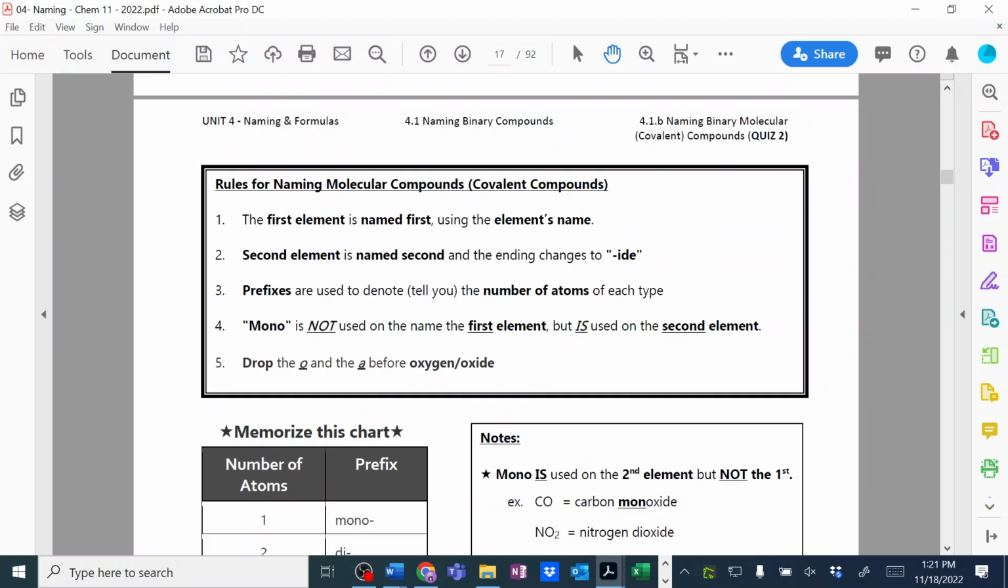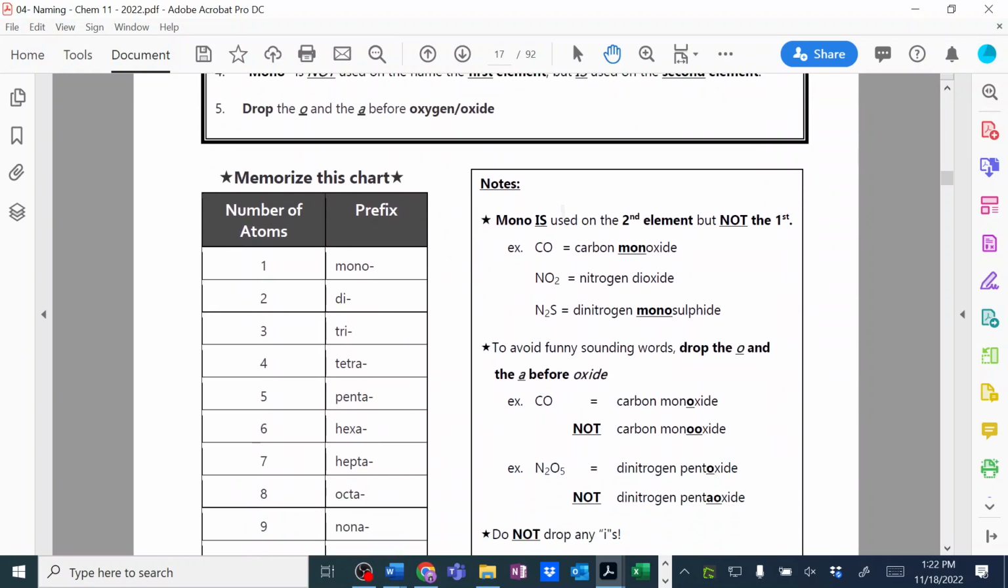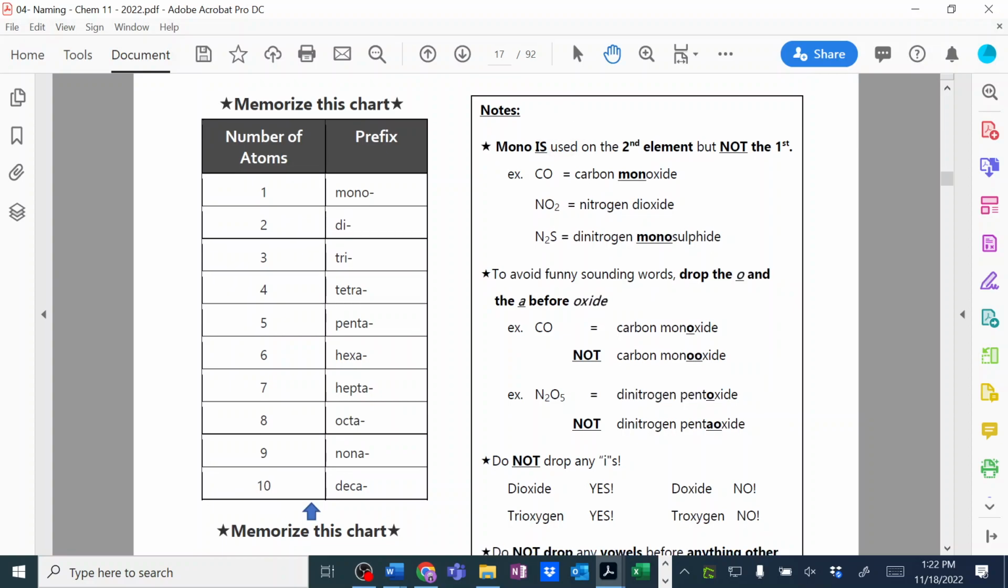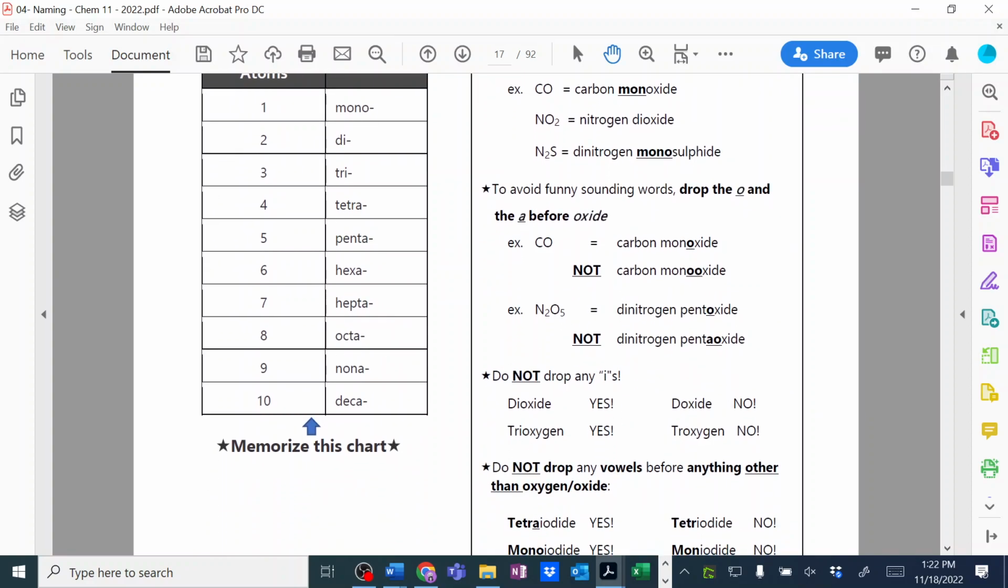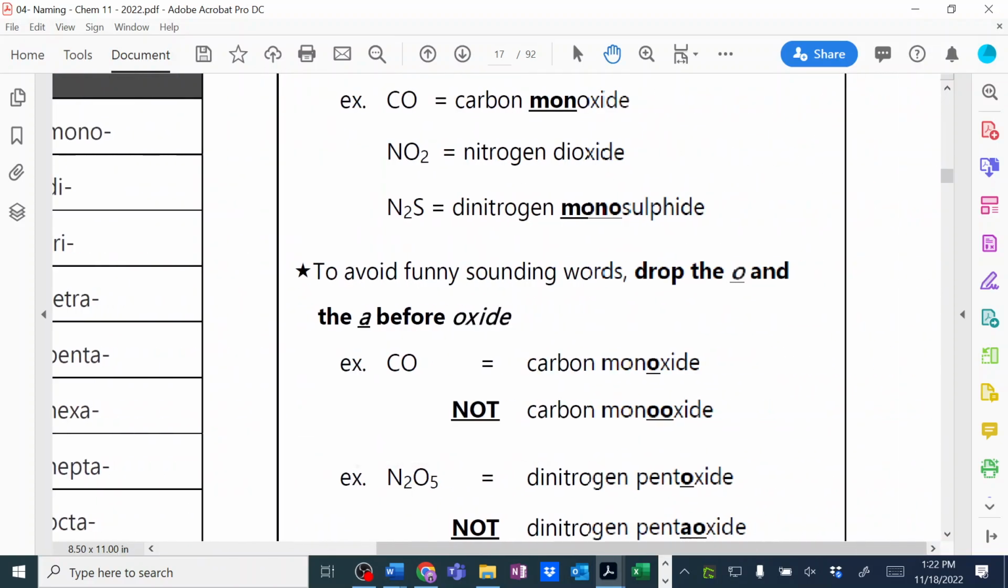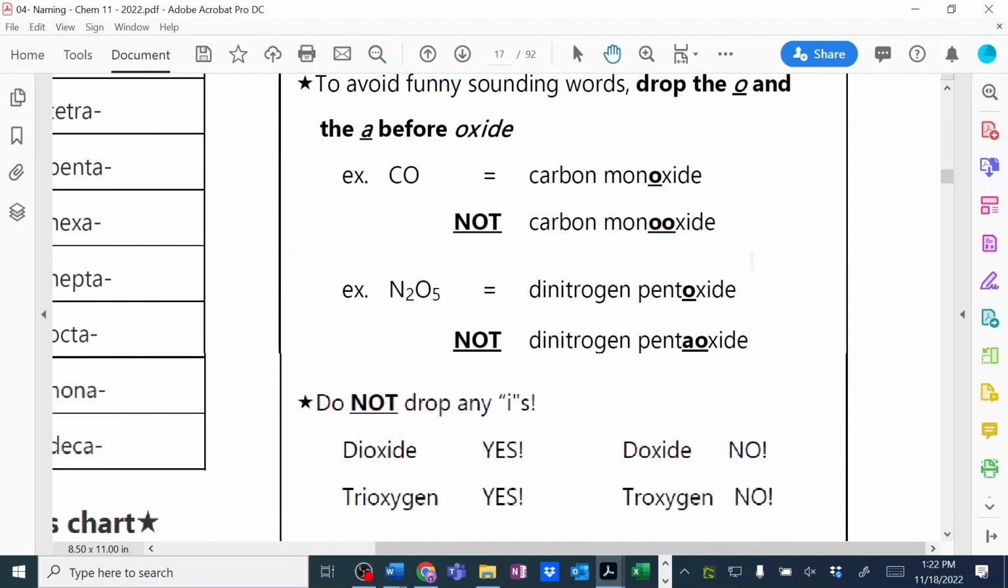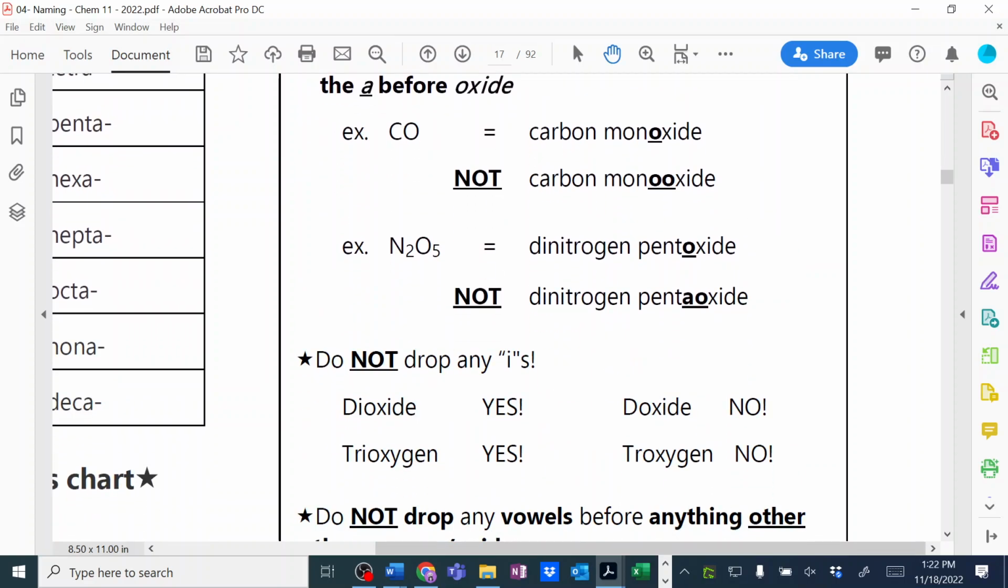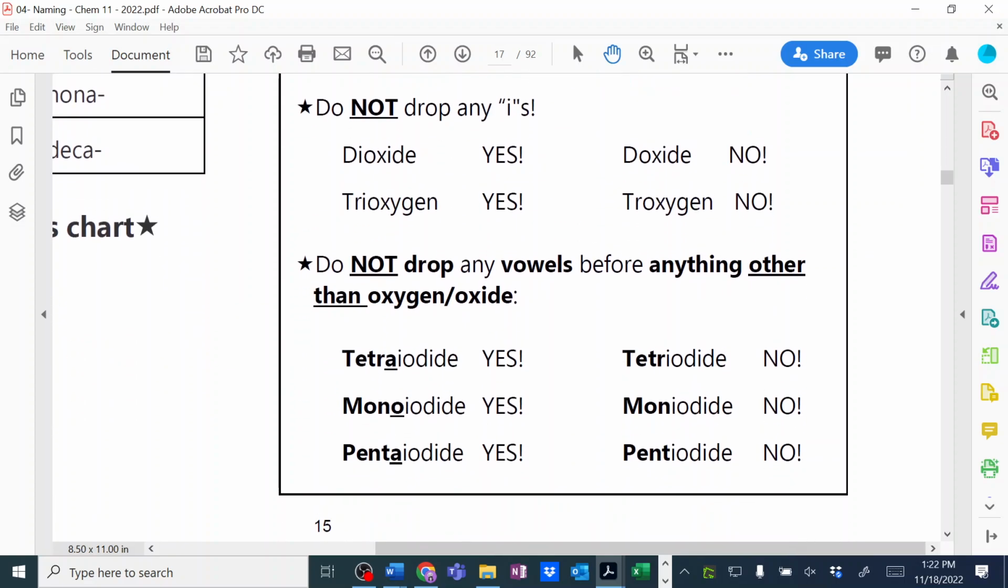So here is just a little chart that gives you everything here. You can just refer to it if you need to. There's a few things, like don't drop any I's, right? Dioxide is not doxide. Trioxygen is not troxide. Don't drop anything in front of other vowels other than O. So it's tetraiodide, not tetraodide. Not monoiodide, it's monoiodide. And pentaiodide.